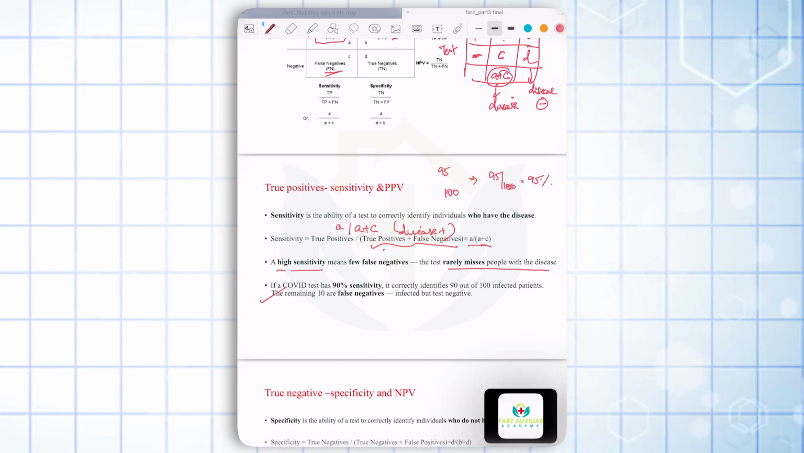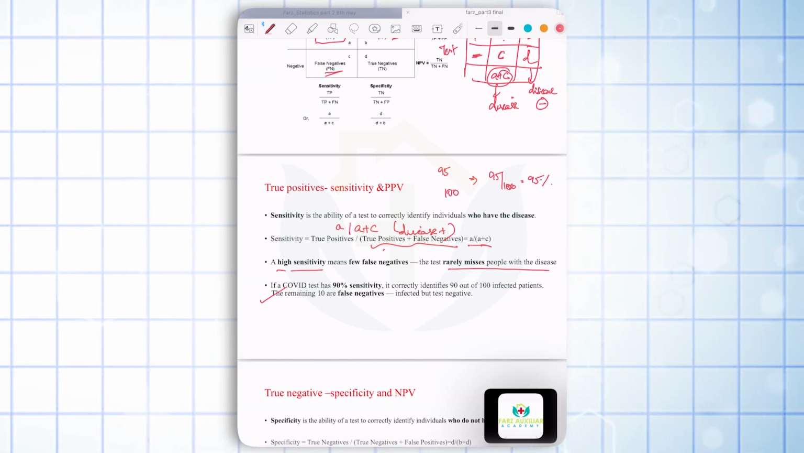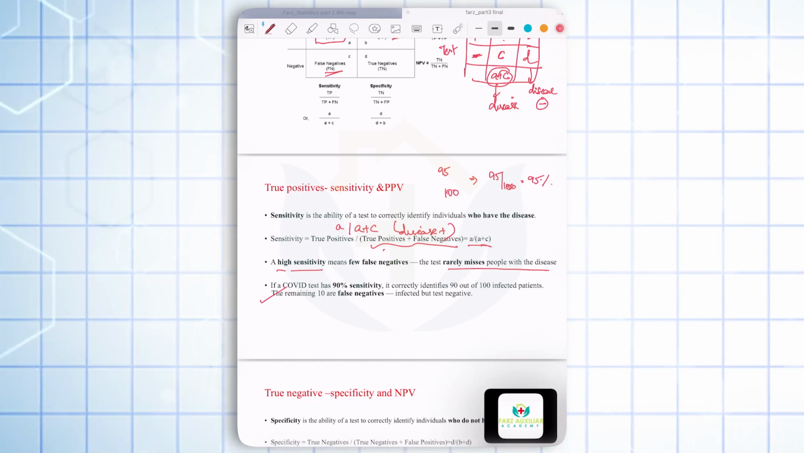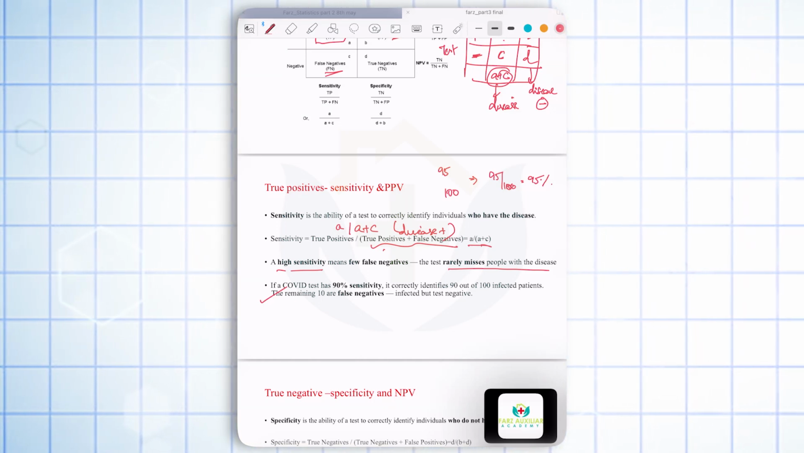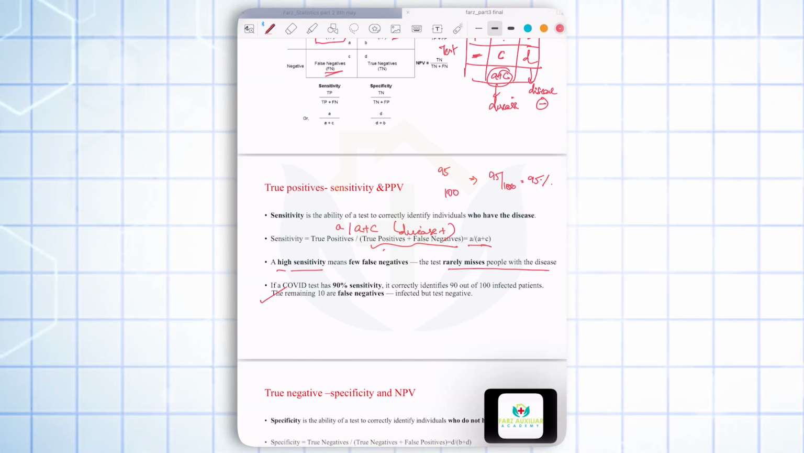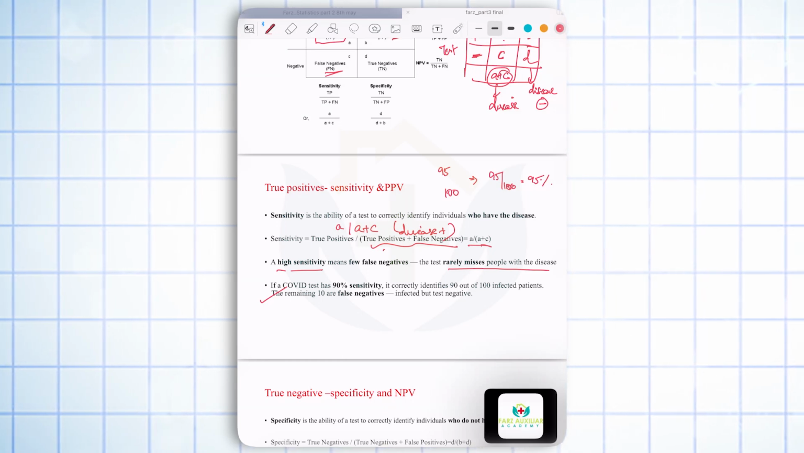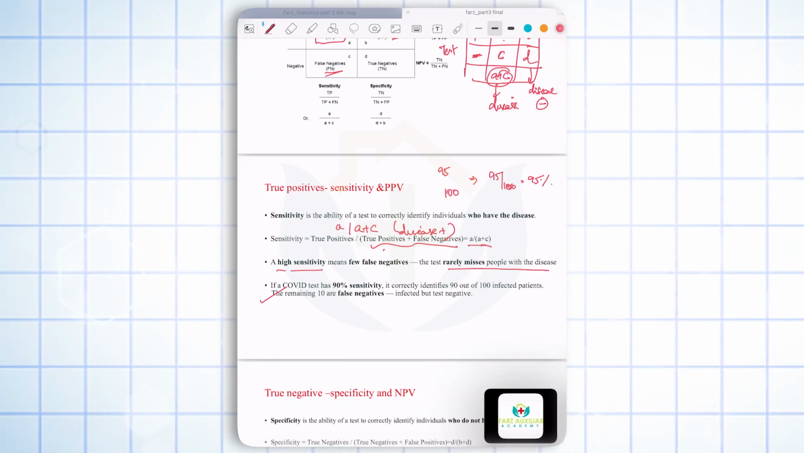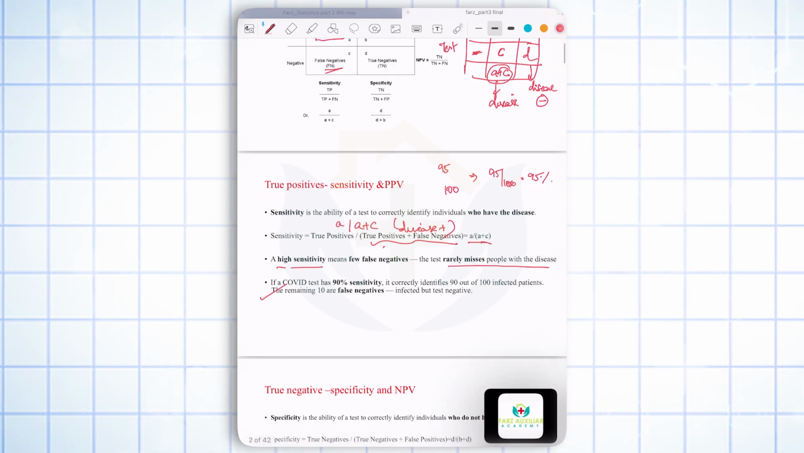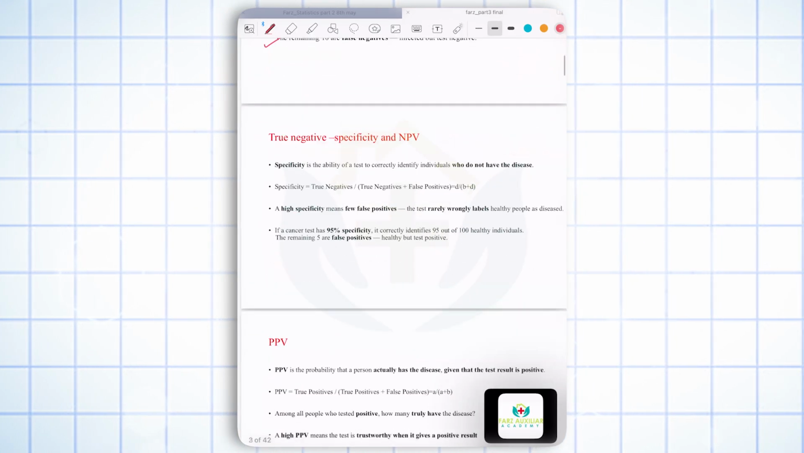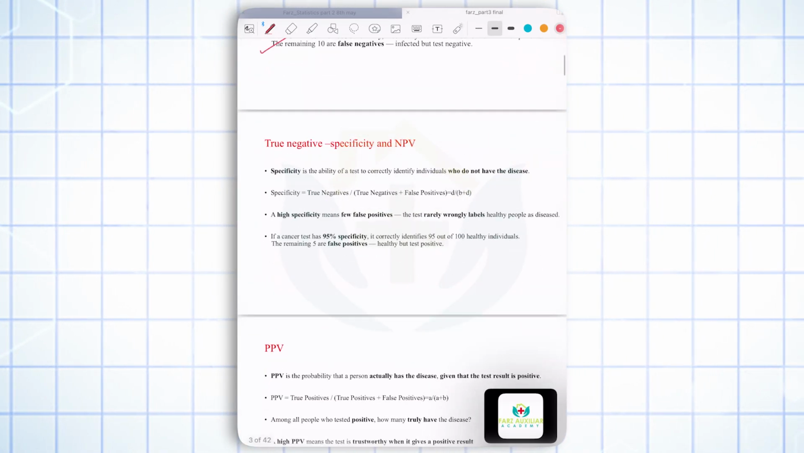Moving on, another example: the COVID test is 90% sensitive. It means that it identifies 90 out of 100 infected patients, meaning that the 10 percent are false negatives. That's what sensitivity means. Now we will be moving to the next variable, the true negatives.